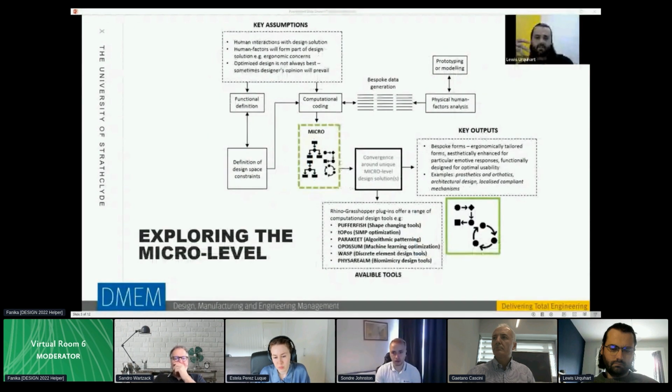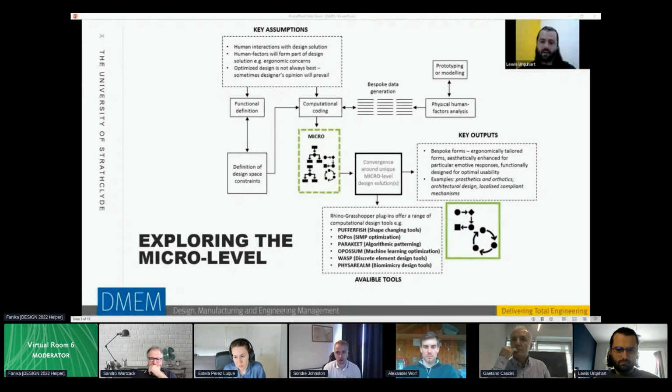And by contrast, micro level might include more complicated data to do with human ergonomics, human interaction, human perception. And these outputs might be much more bespoke. So examples might be prosthetics, orthotics. And crucially, here we can see that human factors analysis, that kind of data, is integrated into the computational coding. So a set of tools that are possible to use in this way can be found in Rhino Grasshopper. There's lots of different plugins that can be used to generate this kind of design output, such as Pufferfish, Topos, Parakeet. There's lots of different things that can be explored.